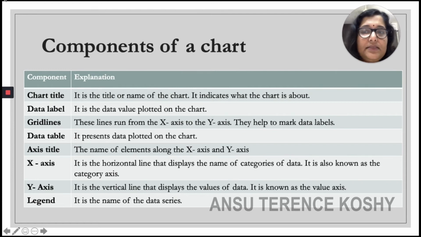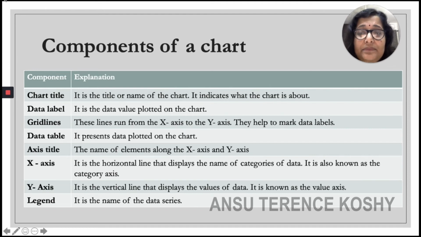The next one is grid lines. These lines run from the x-axis to the y-axis. They help to mark data labels. That is, have you seen a graph paper? Yes, you have, right? You have plotted different things on a graph. Similarly, the grid lines are like the lines in a graph paper, which allows you to mark the points correctly.